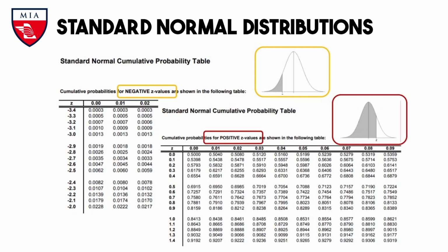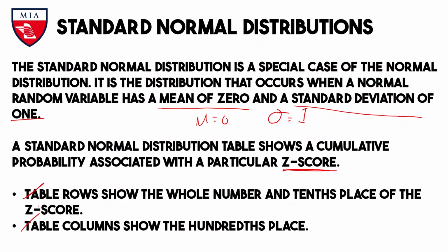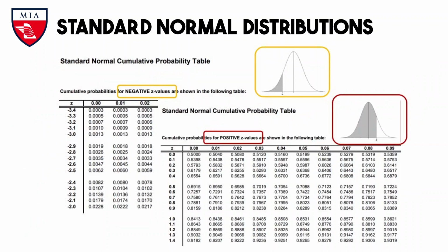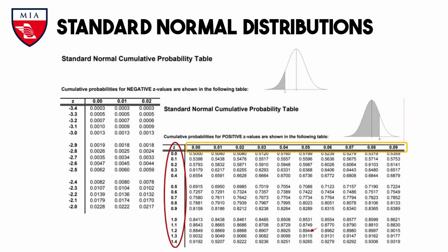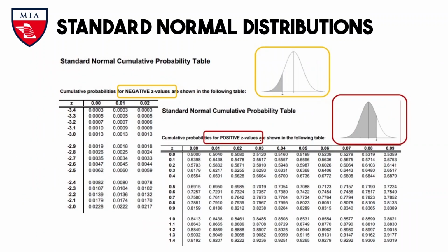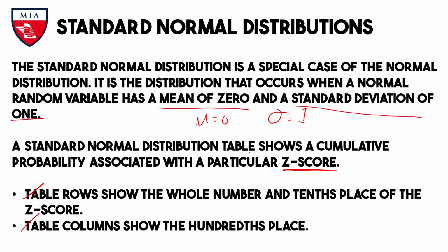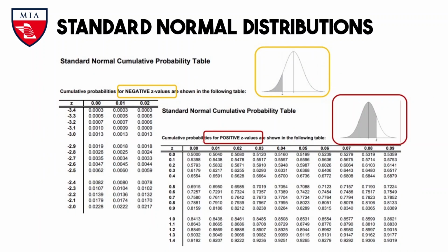Based on the slide here, the table rows show the whole number and the tens place of the z-scores. So we have here the whole numbers, 0 to 0.09. And the columns show the hundredths place. So, here are the rows and the columns. Later on, we will solve a certain problem using the table.